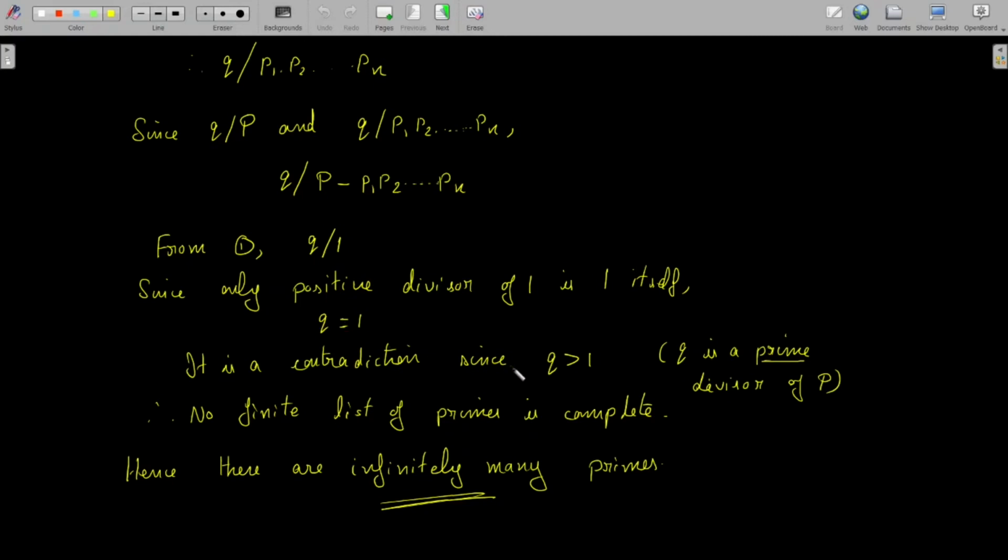But this is a contradiction, since Q is greater than 1, because we assumed that Q is a prime divisor of capital P. Since Q is a prime, it is greater than or equal to 2. Therefore, Q equal to 1 is a contradiction. So our assumption was wrong. That is, no finite list of primes is complete. Hence, there are infinitely many prime numbers. So this is Euclid's theorem.